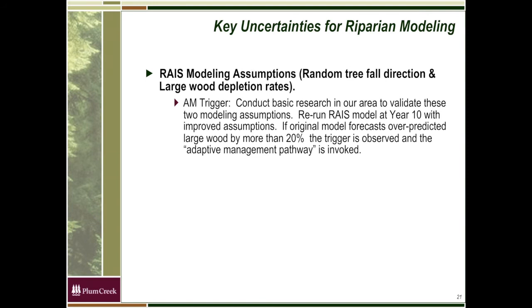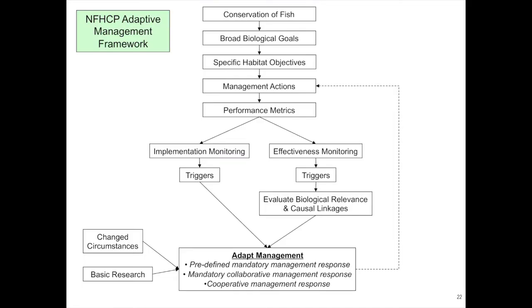So those are a couple of other. The RAIS model, we looked at it, we developed an adaptive management trigger around that. So we conducted basic research to validate that. We reran the RAIS model on the stands that we had initially modeled and harvested in at year 10 with our improved assumptions. And the trigger was if the original model forecast over-predicted large woody recruitment by 20%, that was a reopener. We had to go in and redo our look at our prescriptions. So let me explain how that's come through.